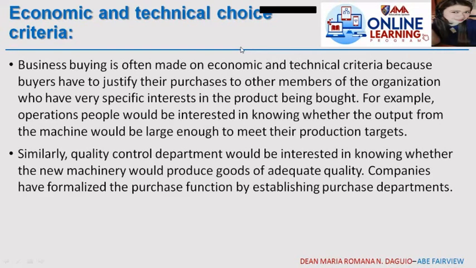Similarly, Quality Control Department would be interested in knowing whether new machinery would produce goods of adequate quality. So si Quality Control Department naman, titingnan niya kung quality goods pa rin ba ang magagawa ng equipment na yon. So you see, class, all these departments are all interrelated. So yung isang buying decision mo, makakaapekto sa maraming departments. So companies have formalized the purchase function by establishing purchase departments.